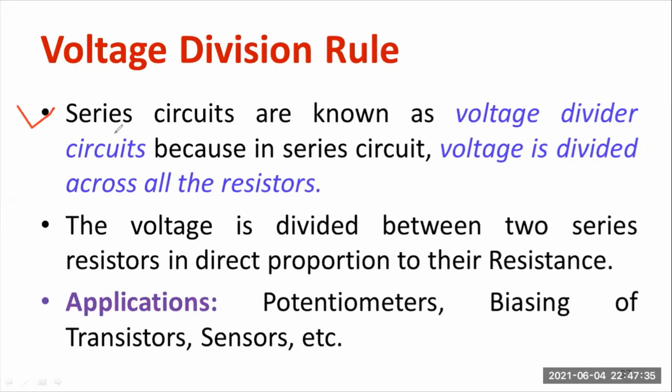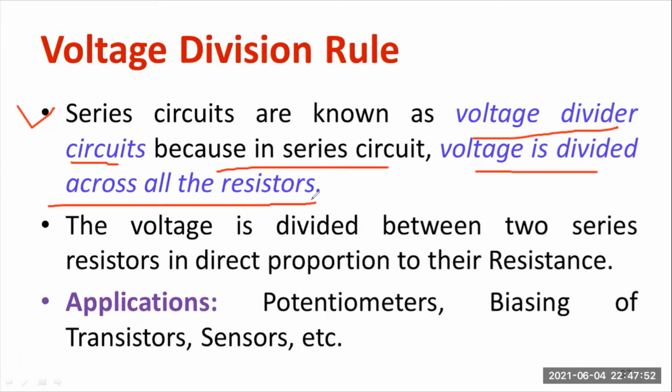Moving on to the discussion. The voltage division formula or voltage division rule is applicable for a series circuit or cascaded circuit. Actually, series circuits are known as voltage divider circuits because in series, voltage is divided across all the components, especially resistors. If you are using resistors, voltage is getting divided across each and every resistor. Current remains the same. That is a peculiarity of a series circuit. And also, the voltage is divided between two resistors in direct proportion to the resistance. That is also one of the important points. The voltage drop will depend on the value of resistance. That also matters a lot.